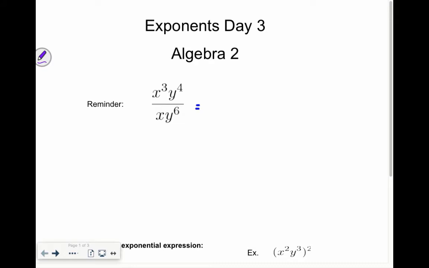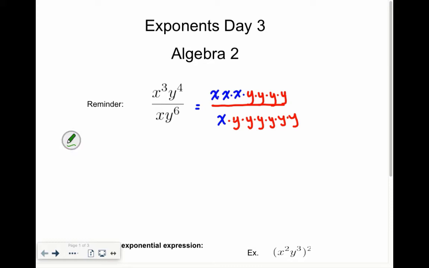We went ahead and we expanded each of those problems, right? So we took x cubed, x times x times x. Y to the 4th, we had 4 y's. And then on the bottom, we had an x, and then we have y to the 6th with 6 y's. And then what did we do? We canceled those things that looked alike.